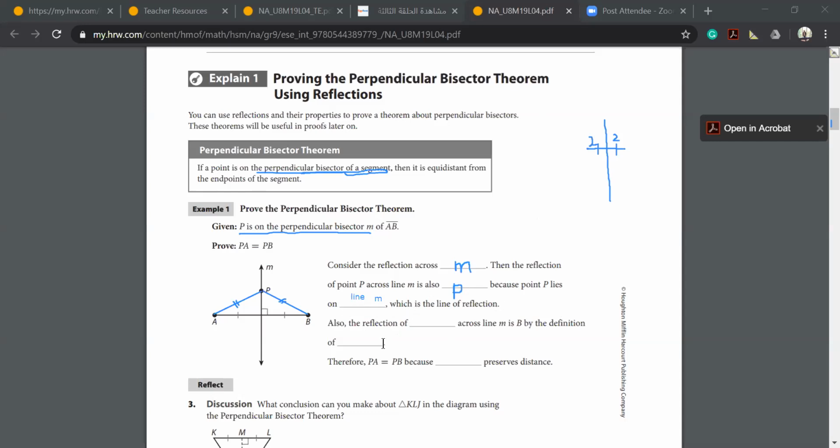Okay. Let's reflect A. You remember that the distance from A to the line is the same as the distance from the line to B.